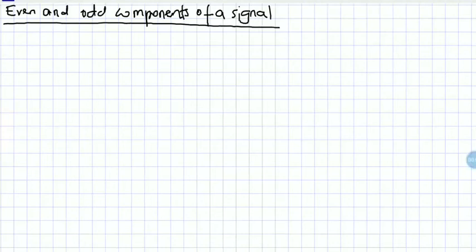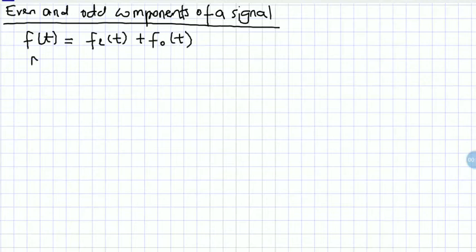The even and odd components of a signal. If we have a signal f(t), we can separate it into its even and odd components, where the even and odd components are given by this equation.